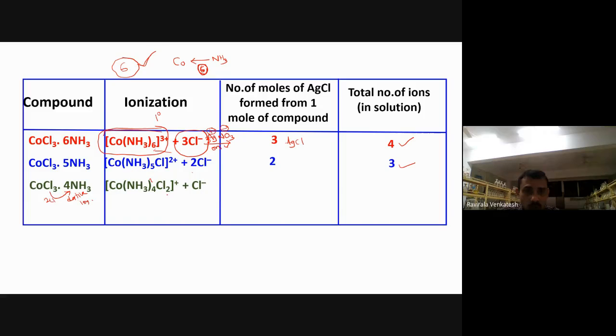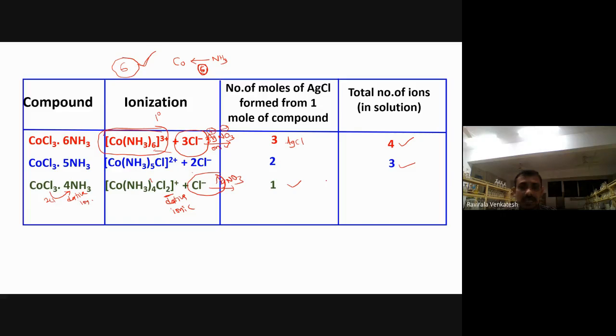You observe here, two chlorines acting as dative and also ionic. Okay, right. Now here, again, what happened? How many AgCl will undergo reaction here? Only one AgNO3 undergoes reaction, to form AgCl.